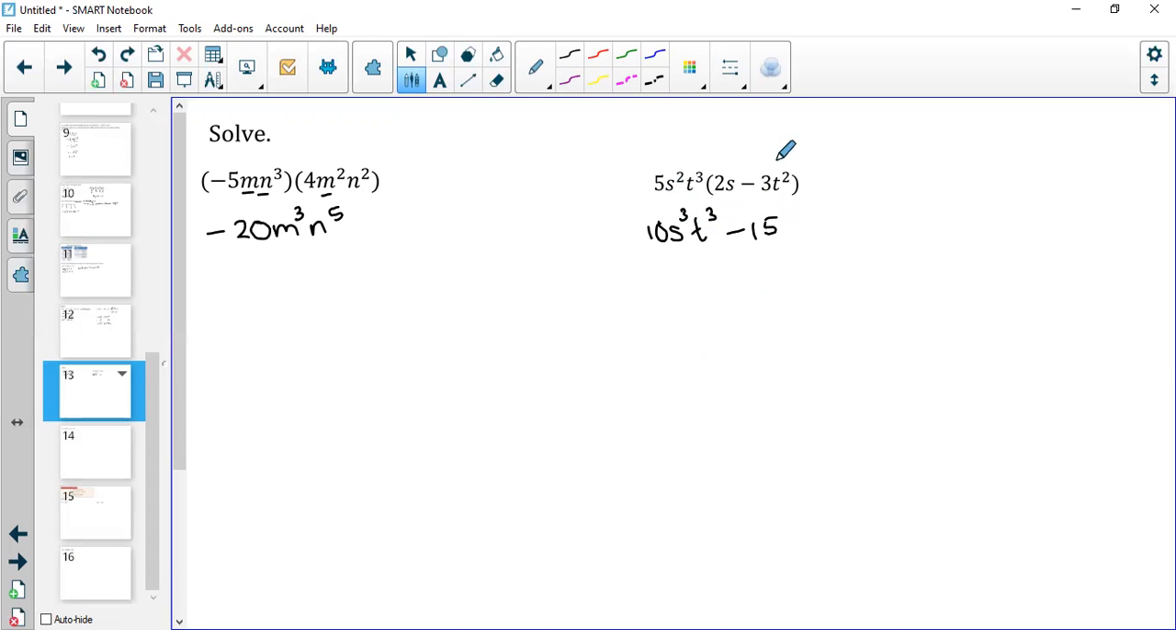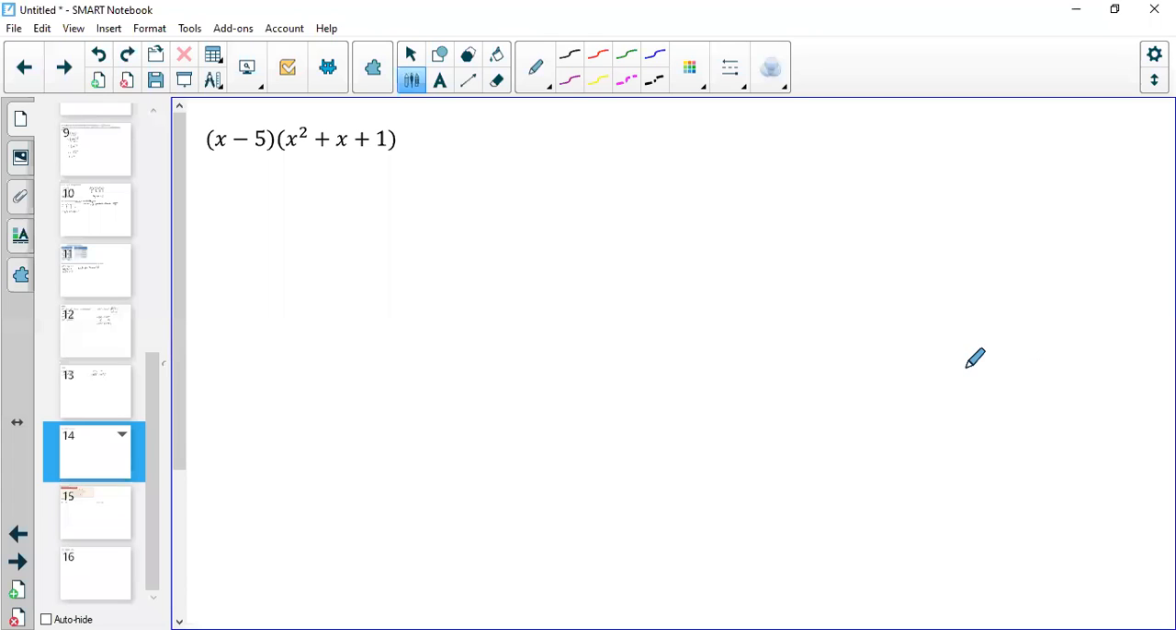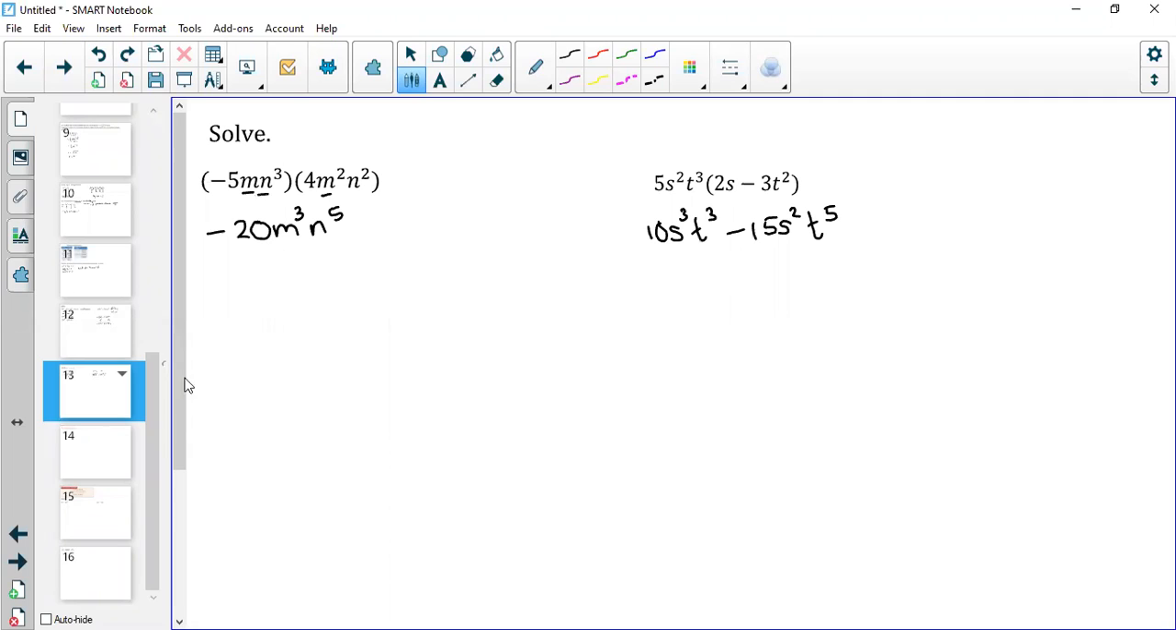Now s squared, nothing is there to multiply with the s squared, so write s squared. Then t to the power of 3 multiplied by t to the power of 2 is going to give you t to the power of 5, because you're just going to add them. 3 plus 2 is 5. So the answer for this is going to be 10s cubed t cubed minus 15s squared t to the power of 5.